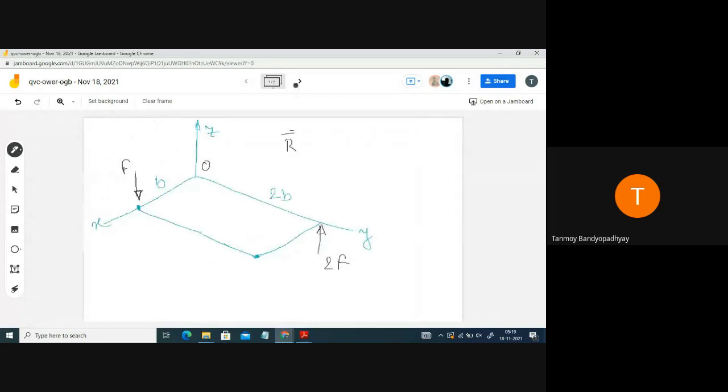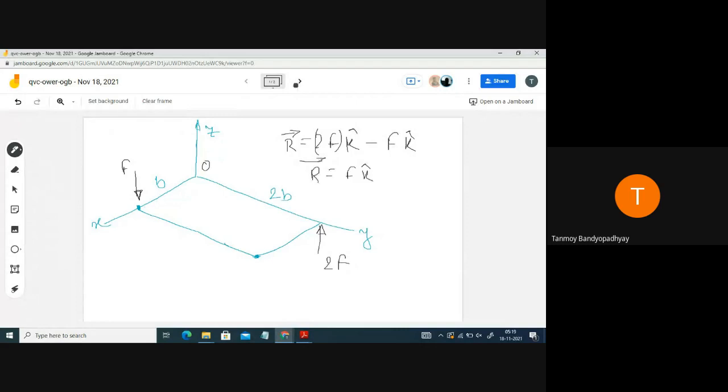So R vector is equal to 2F k cap. This force is in the positive x direction, and this force is in the negative x direction. That is why you should be having F k cap. So this should come out to be F k cap. So we have found the resultant force.